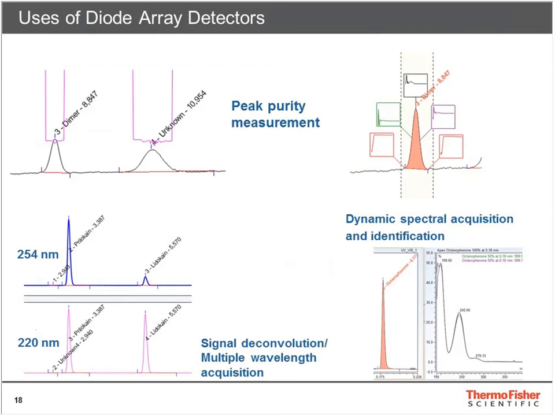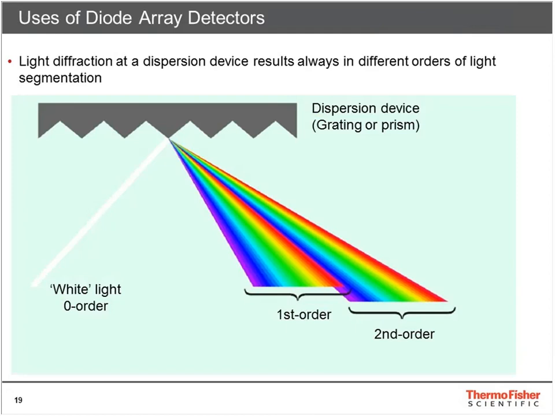Signal deconvolution. In this case, you acquire two or more wavelengths at the same time to get a better signal-to-noise ratio and also fewer problems if the peaks are co-eluting, because you are using different wavelengths for different peaks. Spectra acquisition can also be used to help identify peaks.